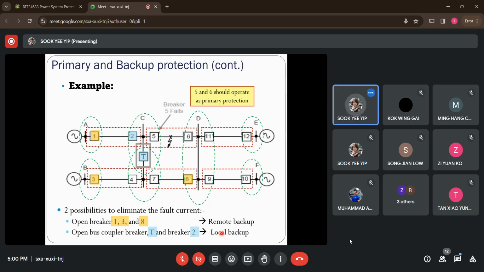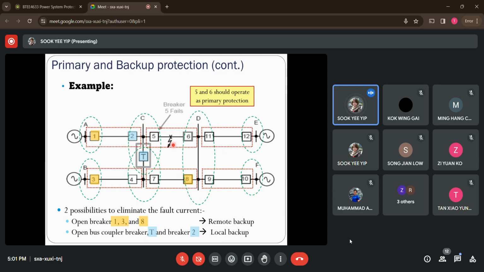So local backup, the keyword here is within the same substation as the primary protection. We know that the primary protection is at substation C, right? And whenever it's not working, this is the one that's able to detect, and then open up to isolate the fault, right? So in such a case, we can say that the bus coupler itself, the tie coupler here, as well as this breaker 2 here, work as the local backup to trip this fault.